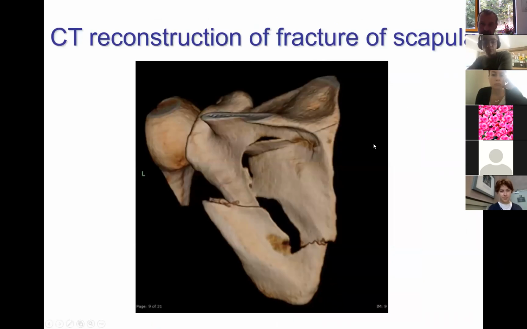And now here you can see a quite complicated fracture of the scapula in a CT reconstruction. So this is the way how you should recognize the bones later in clinical practice. Don't worry, not during anatomy and not during anatomical tests.